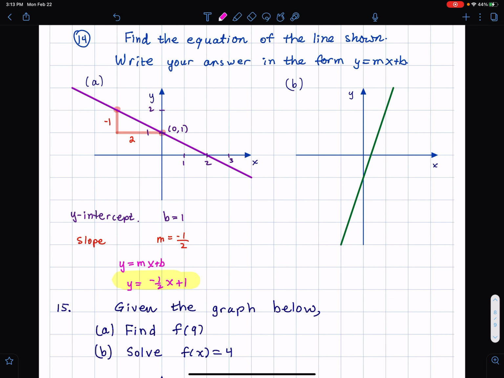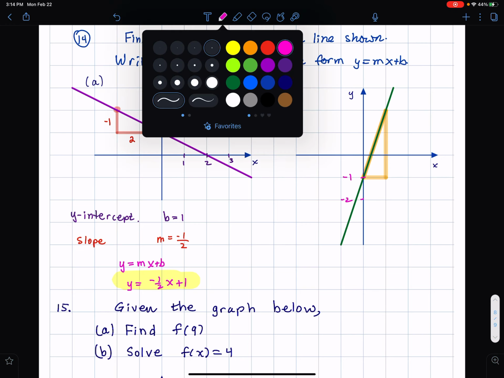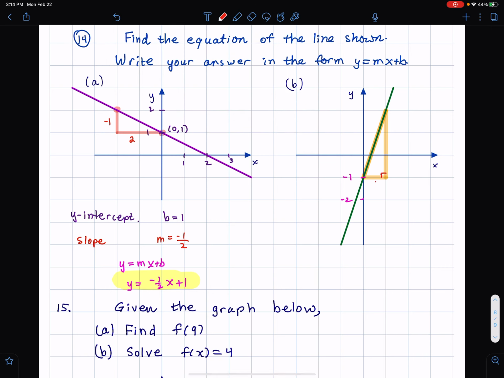All right, so something similar is going on here. I pick 2 points where the graph passes through intersections of the grid lines, and I'm going to notice that I form a right triangle, and I see that I'm going up by 3 and to the right by 1. So m is equal to 3 over 1, which is 3.